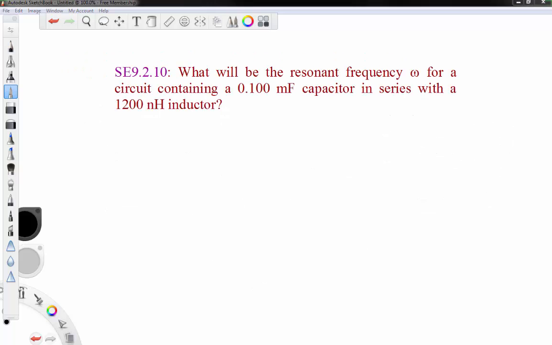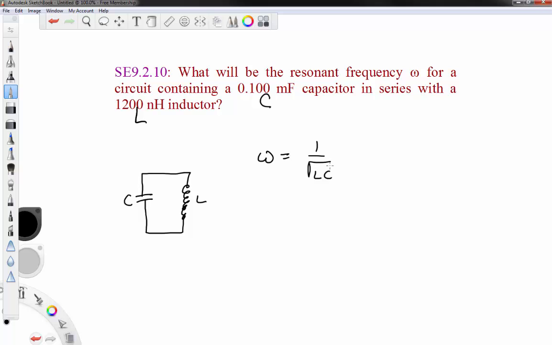Finally, we ask what's the resonance frequency for a circuit containing a capacitor that is a 0.1 millifarad capacitor and an inductor that is a 1200 nanohenry inductor. So basically you have this circuit right here. There's a capacitor, there is an inductor, and we want omega, which is 1 over square root L times C. So that is 1 over the square root of, this is 1.00 times 10 to the minus 4 farads. And then this other guy is 1.200 times 10 to the minus 6 henries. So that gives us basically 1 over the square root of 1.2 times 10 to the minus 10.